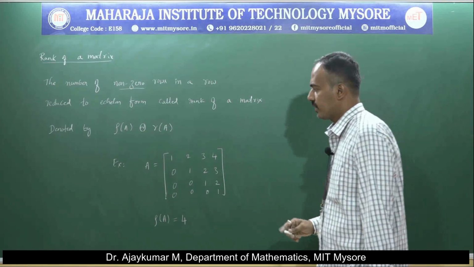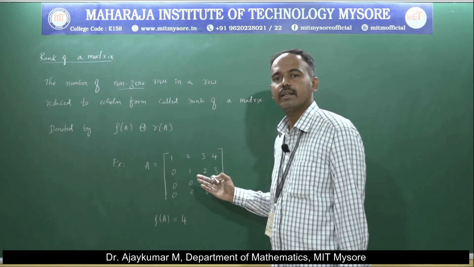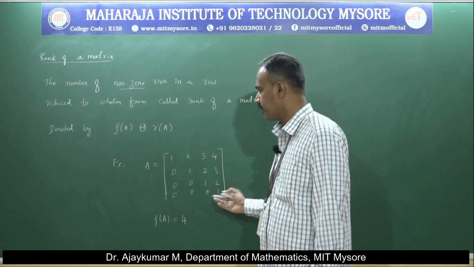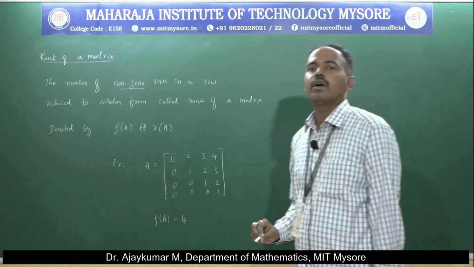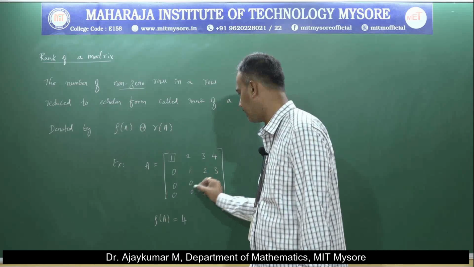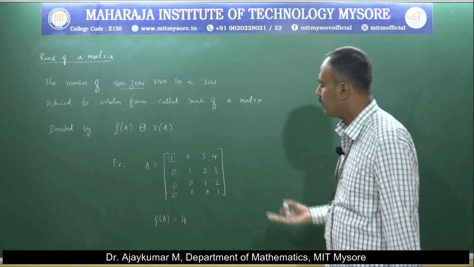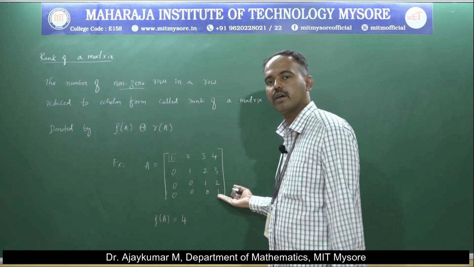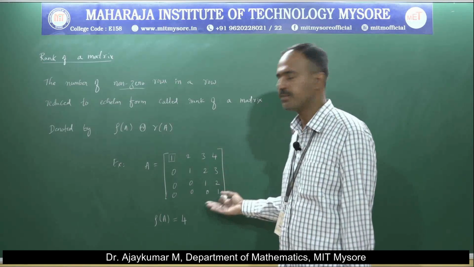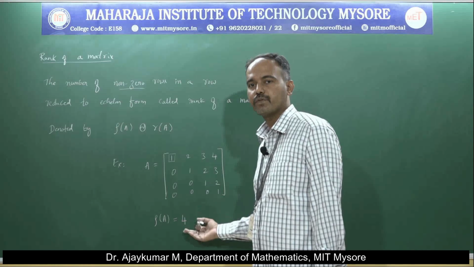Now the first example is the matrix A. First you have to check whether the given matrix is in echelon form. First check the leading entry 1, and all the column elements below the leading entry are 0. Yes. Next, if any zero rows are available, here no zero rows are available. That's why the matrix A is in echelon form. So the rank of the matrix A is equal to 4. Is it clear to all of you?